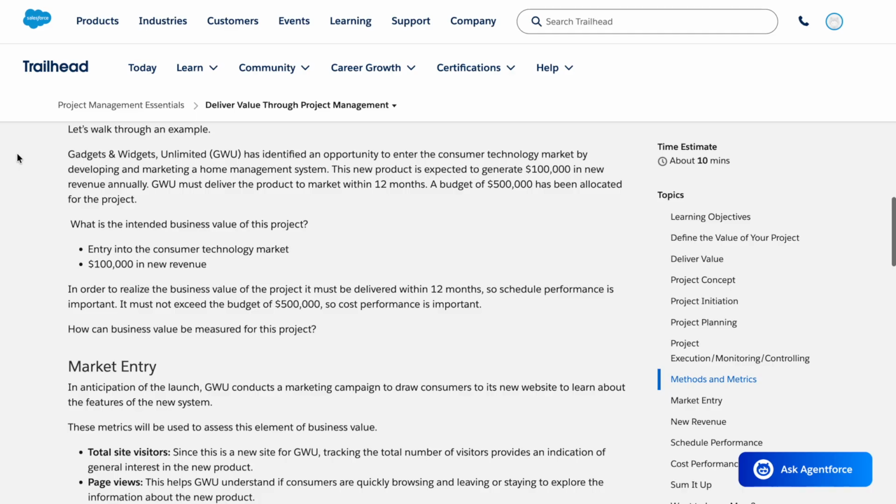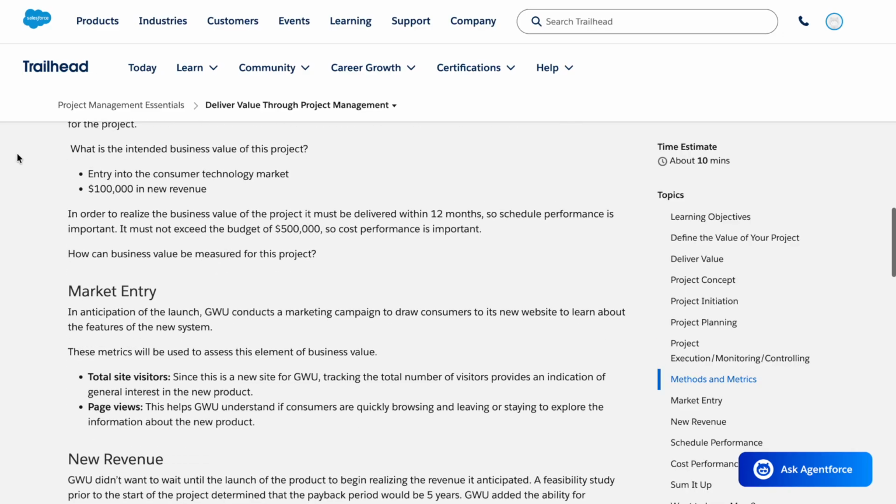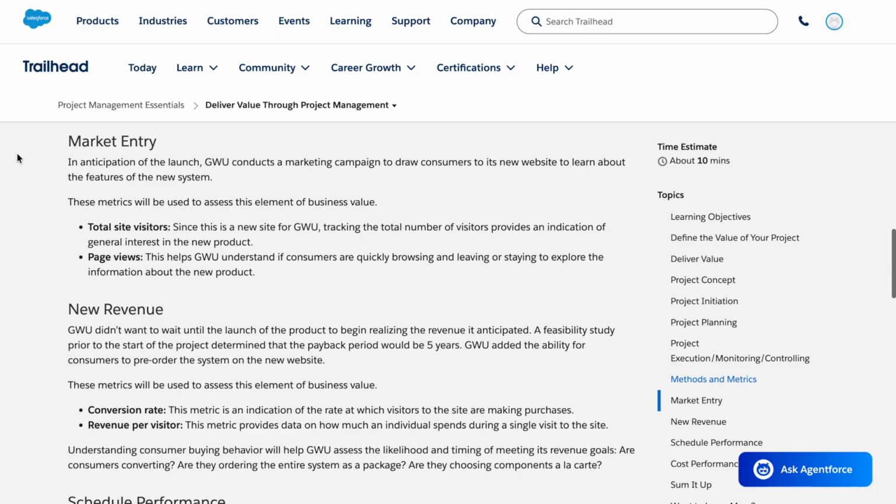How can business value be measured for this project? Market entry. In anticipation of the launch, GWU conducts a marketing campaign to draw consumers to its new website to learn about the features of the new system. These metrics will be used to assess this element of business value.